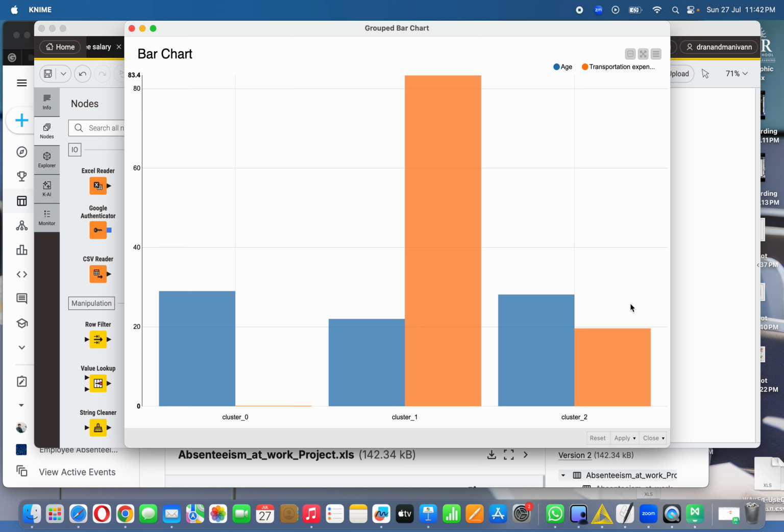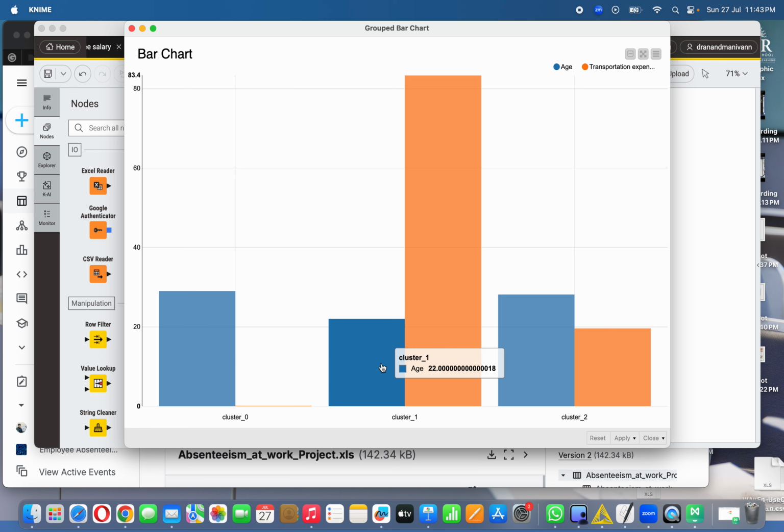What about the observations and cluster-wise inferences here? Cluster 0: age is 29, which is very much moderate. Transportation expense is 0, which is negligible. How do we interpret this? This group likely represents younger employees who live close to the workplace or possibly benefit from company-sponsored transport. They may represent a low-risk segment in terms of absenteeism related to commuting stress.